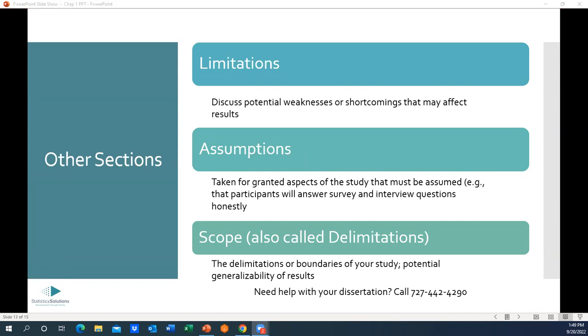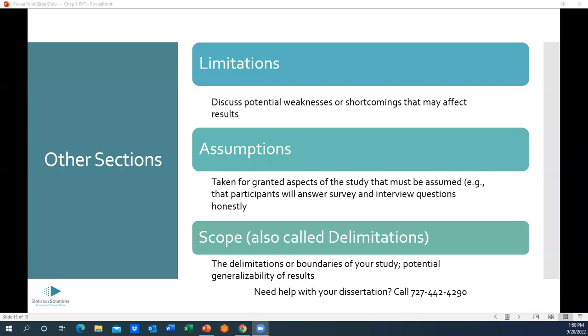Let's see, scope. Sometimes this is called delimitations. And delimitation has the word limitations in it, but they're not the same. Scope is like the boundaries that you put on your study, right? It's going to sound like the purpose, and it restates your participants, your setting, your topic, what you're doing, everything that's included in your study.